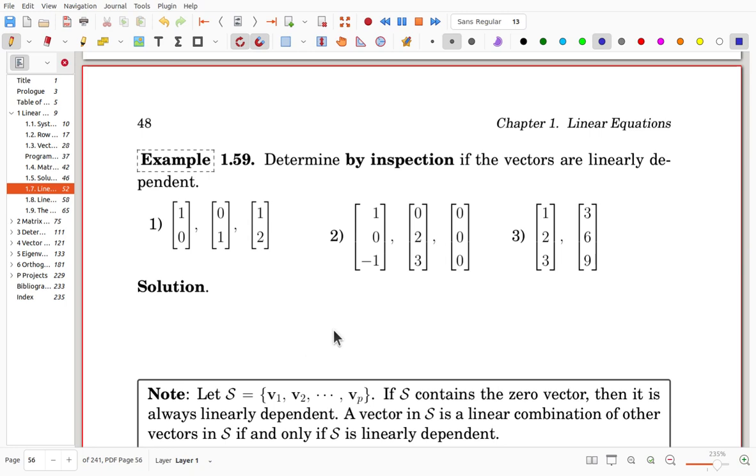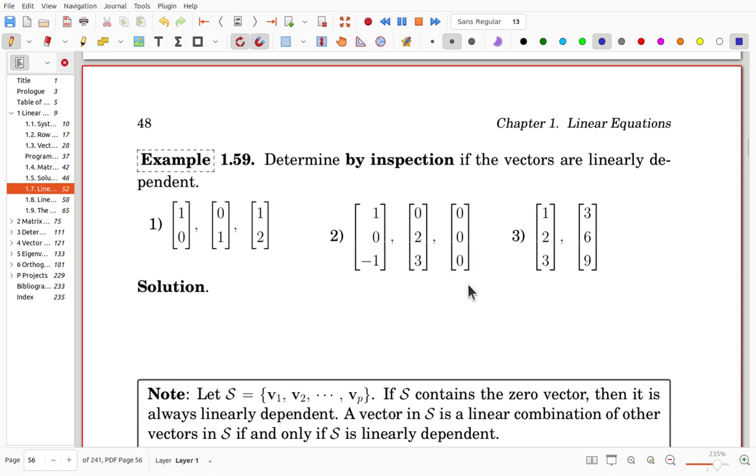Now we'll try to determine by inspection if the vectors are linearly dependent. Is it linearly dependent? Why? The reason is this one, the first one, plus twice the second one becomes the third one, so they are linearly dependent. Okay. Now for this one, it must be linearly dependent.